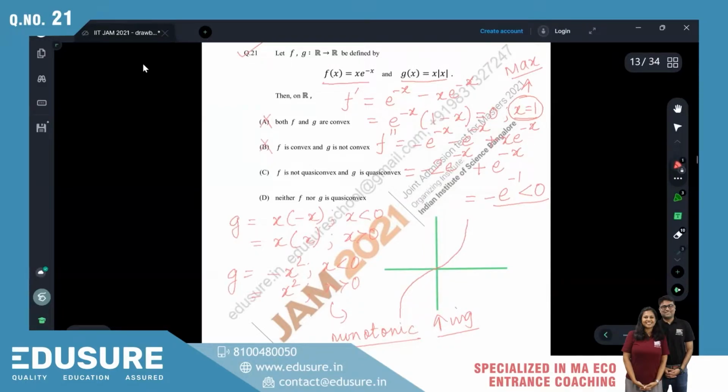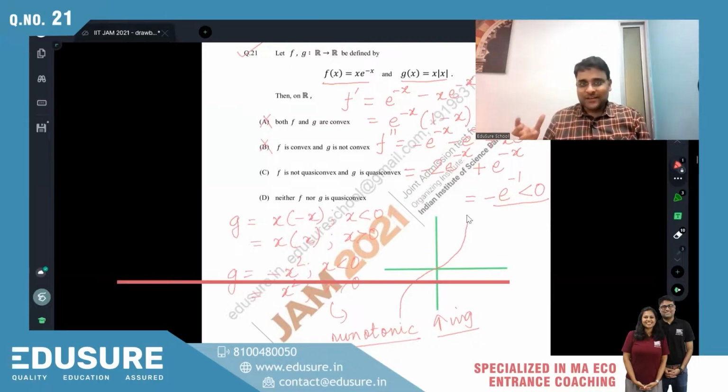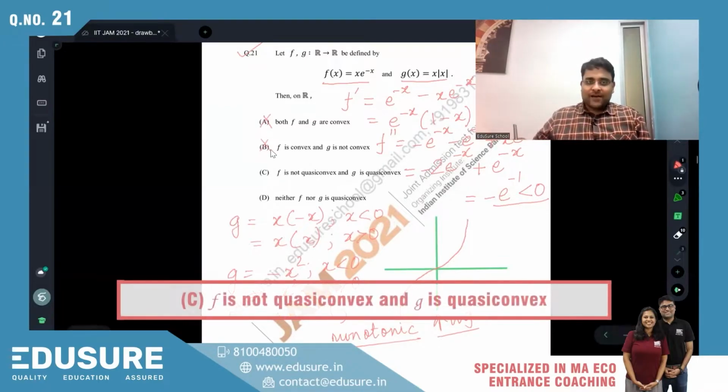So if it is an increasing function, an always increasing function has a property that it will be both quasi-convex and quasi-concave, both. So here F is not quasi-convex, but G is quasi-convex. Answer is C. Okay.